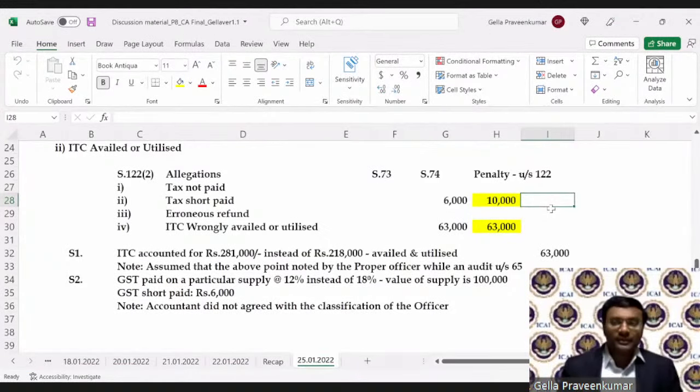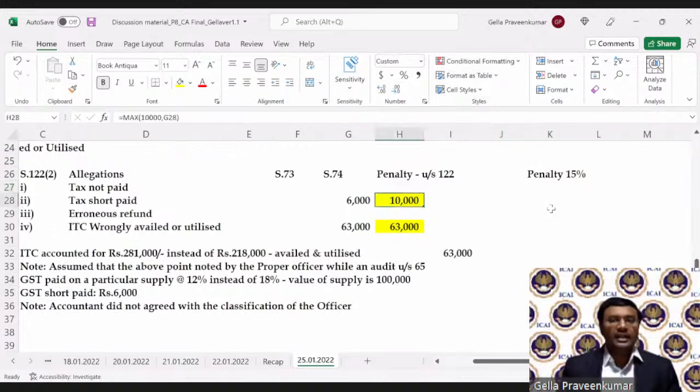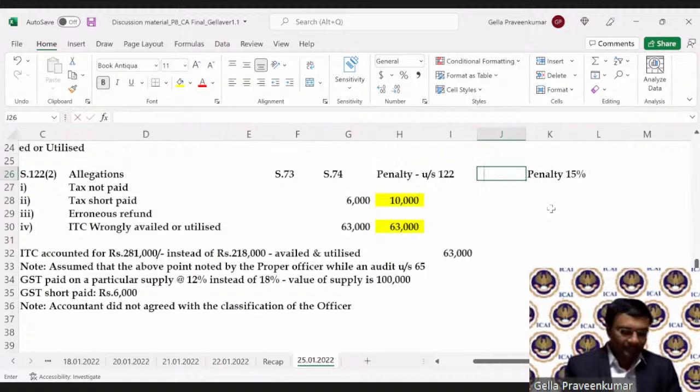So the first question from Namita is, under section 74, penalty is 15%. Why have you considered 10,000 or tax, whichever is higher? Now, please remember, Namita, section 74 subsection 5, voluntary payment.